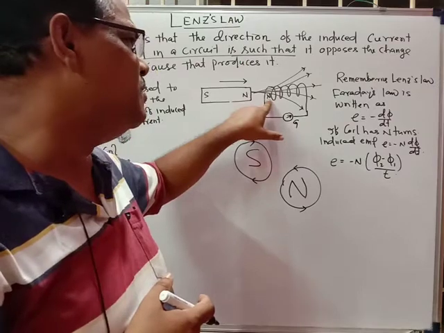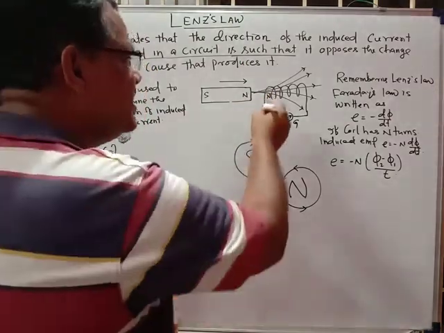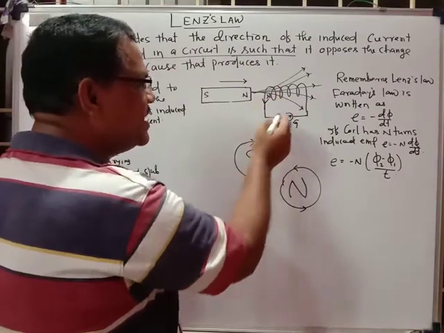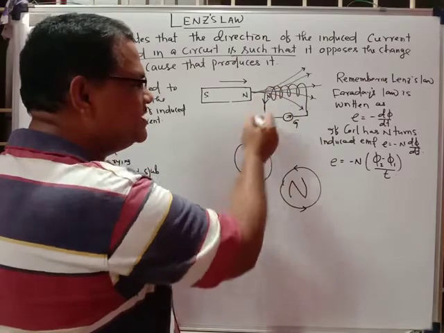If it will be north pole, it means the current is flowing in anti-clockwise direction. It is clear the current is flowing in anti-clockwise direction. So you are getting the direction of the current here. Current is flowing in anti-clockwise direction.